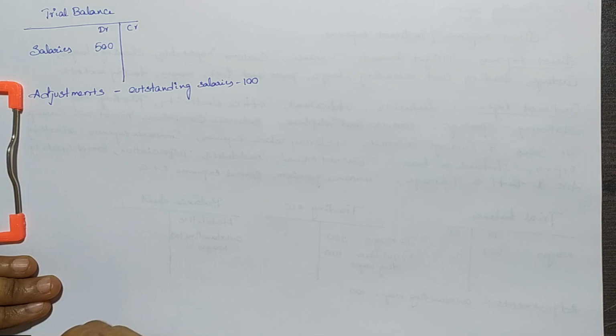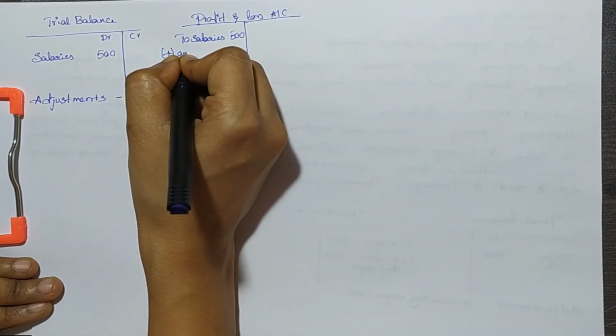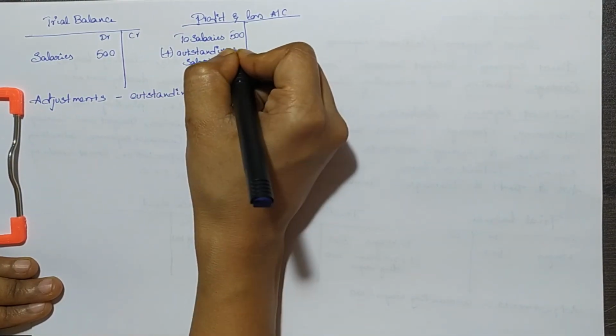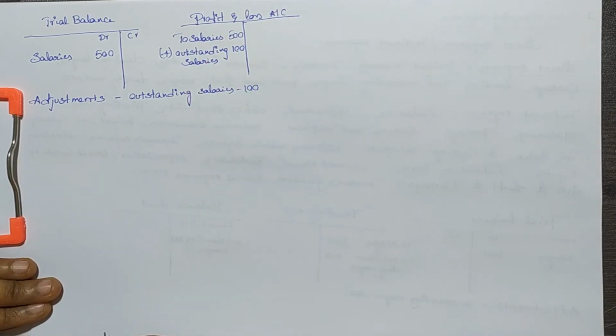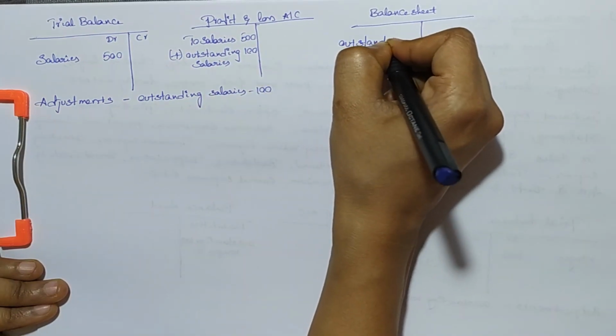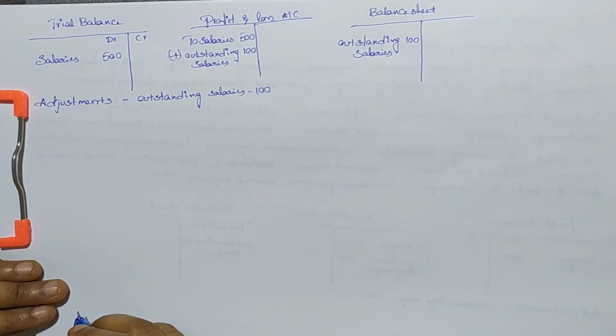Let's see another example for indirect expense. In the trial balance, we have salaries account balance which is 500, and in the adjustments we have outstanding salaries 100. In this case, we add outstanding salaries amount to the salaries amount on the debit side of the profit and loss account. Also, we will show the outstanding salaries amount on the liability side of the balance sheet.